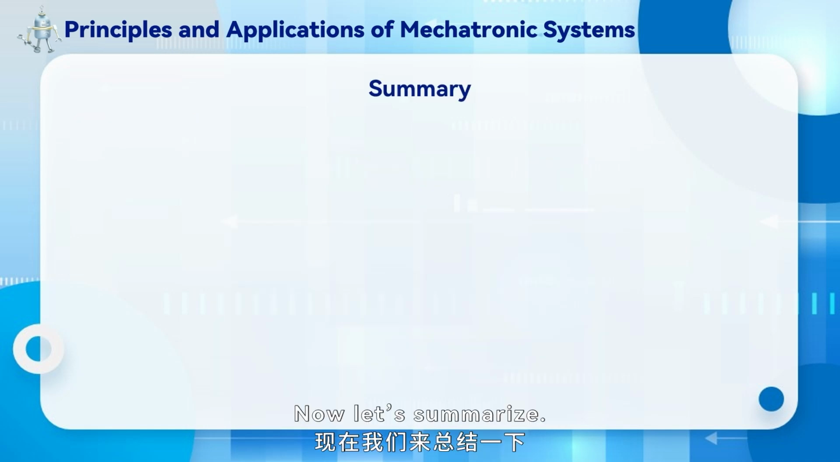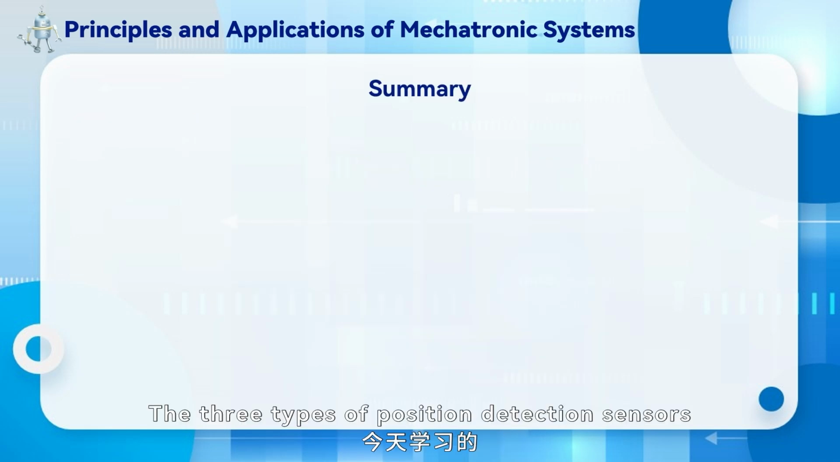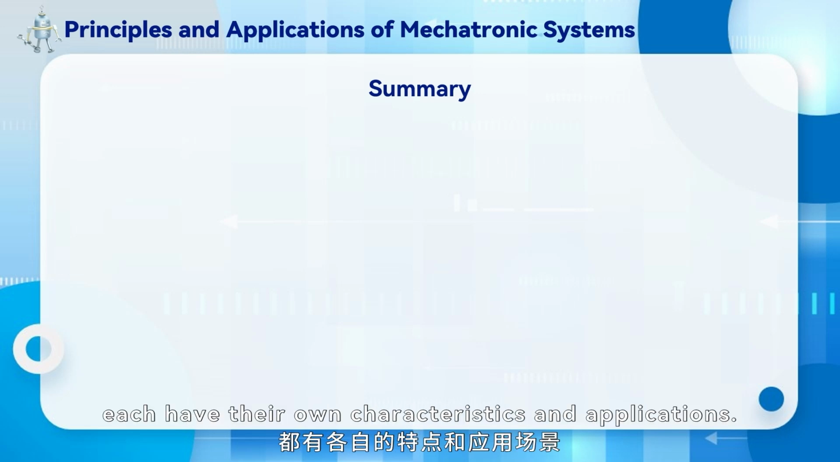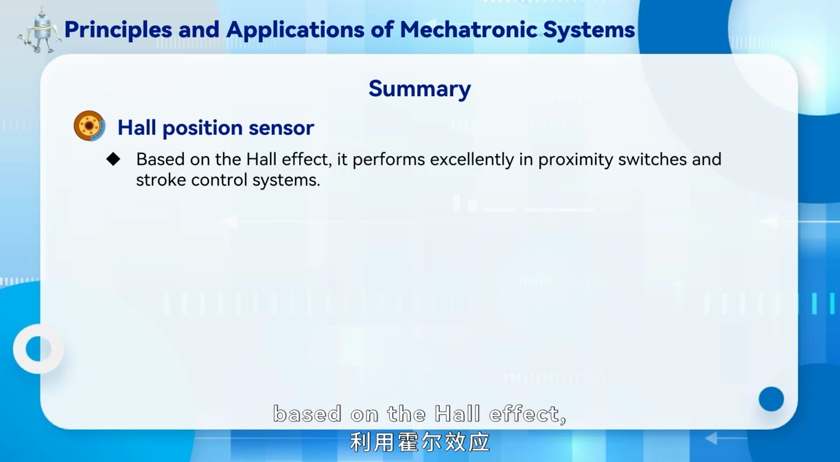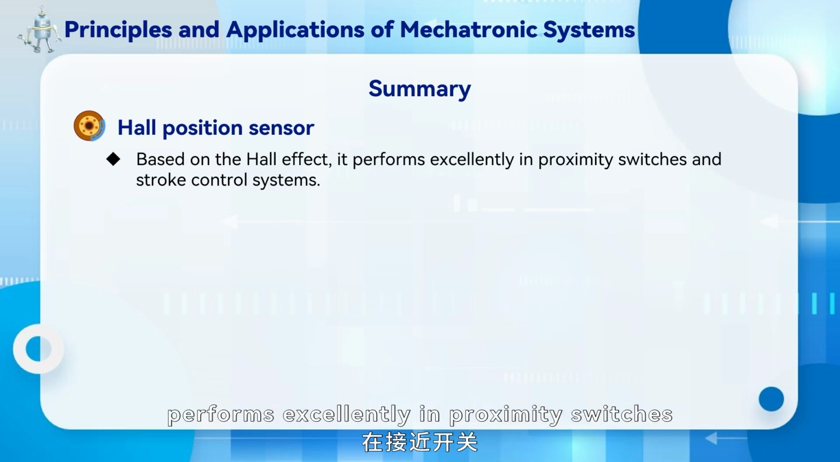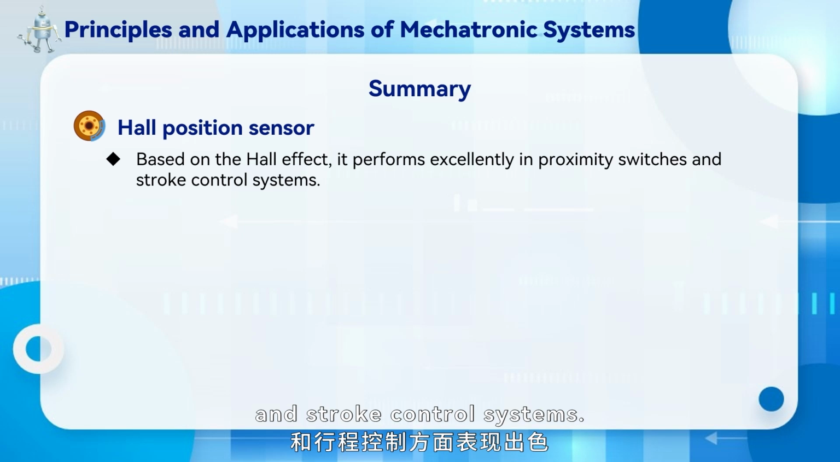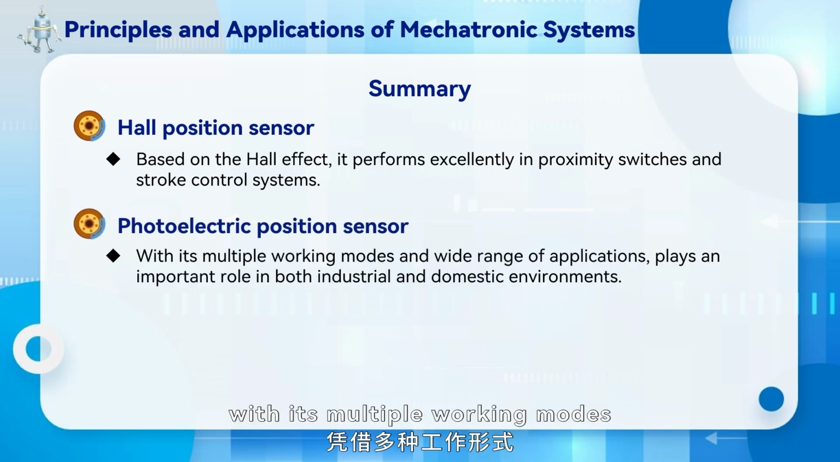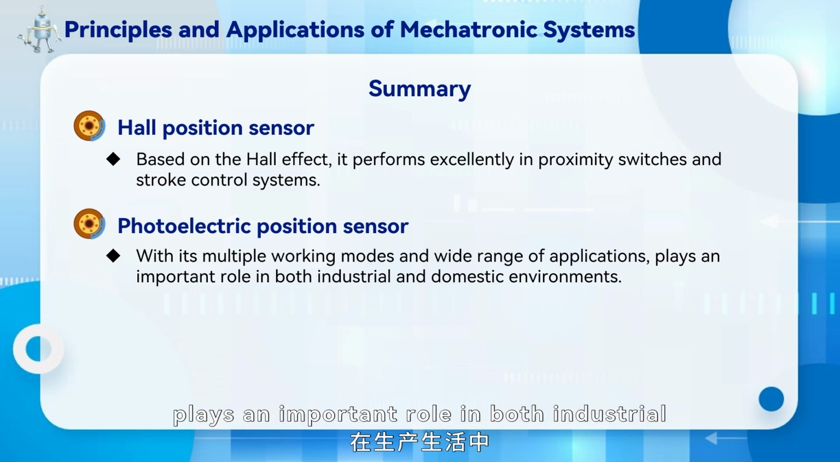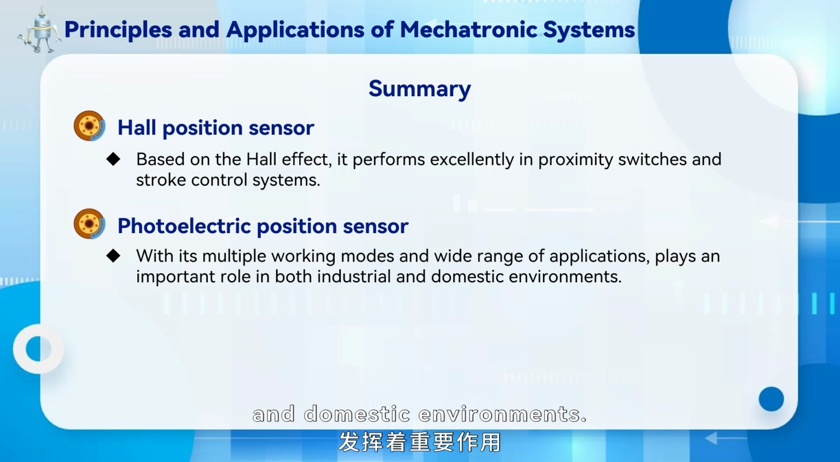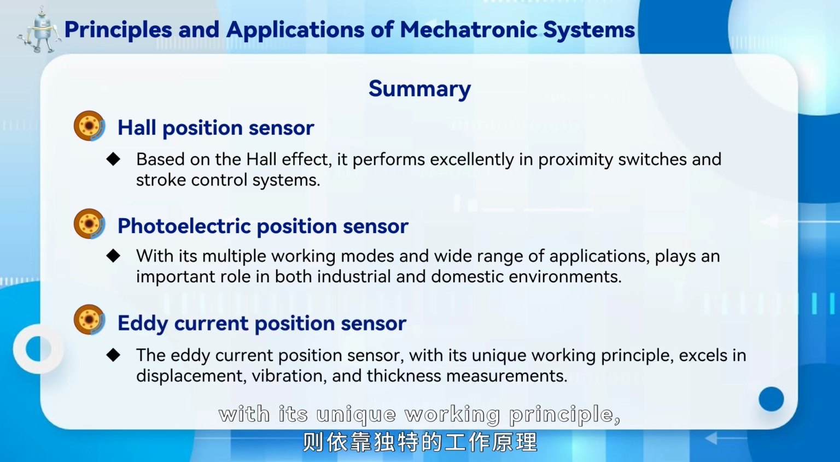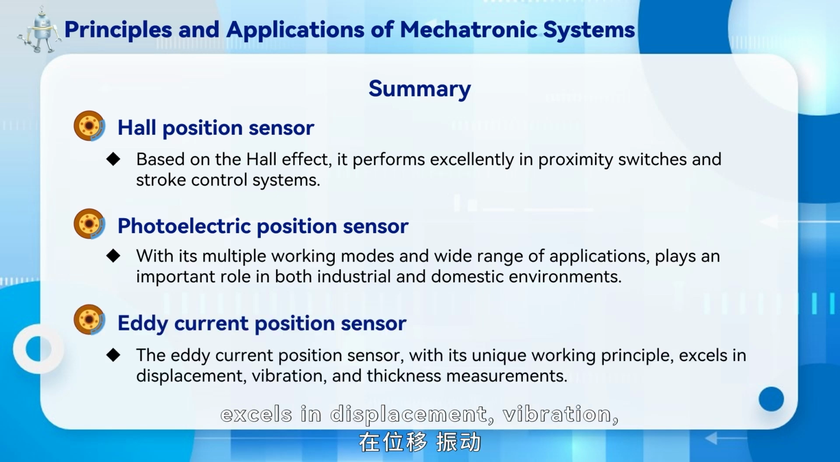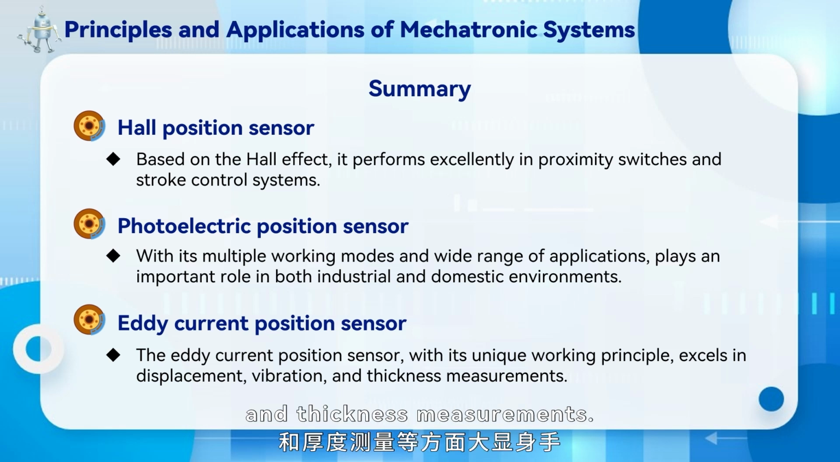Now let's summarize. The three types of position detection sensors we studied today each have their own characteristics and applications. The Hall position sensor, based on the Hall effect, performs excellently in proximity switches and stroke control systems. The photoelectric position sensor, with its multiple working modes and wide range of applications, plays an important role in both industrial and domestic environments. The eddy current position sensor, with its unique working principle, excels in displacement, vibration, and thickness measurements.